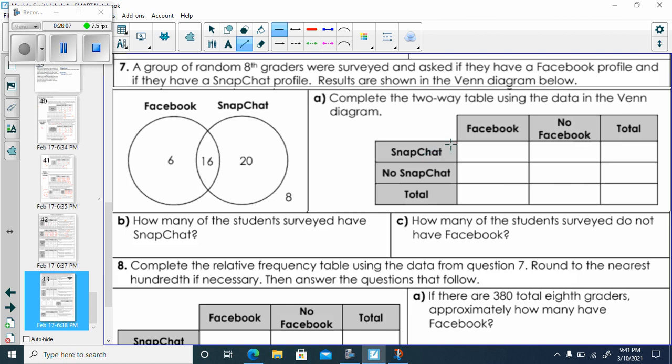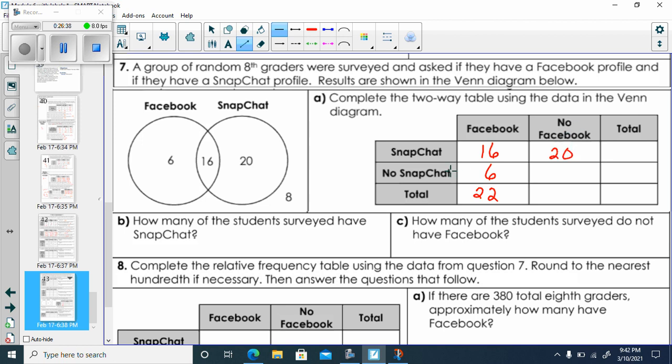How many have Snapchat and Facebook? Well, it's only where these two overlap. That would be 16. How many have Facebook but no Snapchat? Facebook but no Snapchat. That would be 6. So the total here is 16 plus 6, which is 22. Okay? How many have no Facebook but do have Snapchat? Snapchat but no Facebook. There's 20 of them.